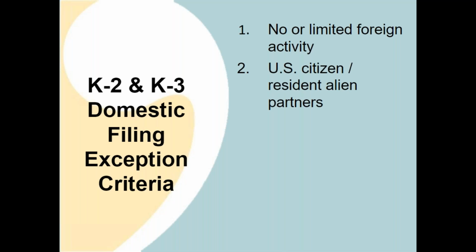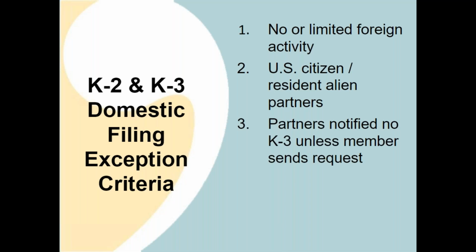The second criteria is that all partners are U.S. citizens or resident aliens, domestic decedent estates, or certain domestic trusts, including revocable living trusts. There cannot be any corporate partners and any other pass-through entities as partners.